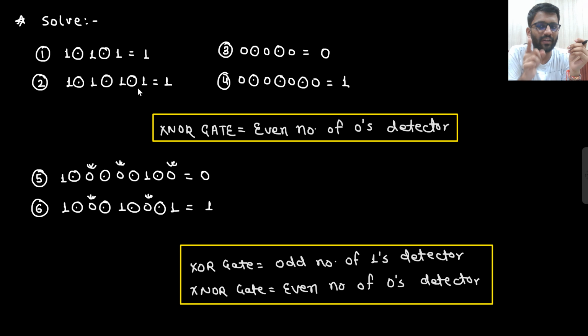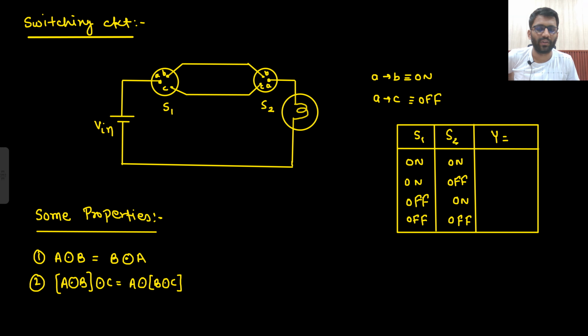So 1 XOR 1 XOR 1 XOR 1. I know I will get answer 0, but I need to take the bar, so 0 bar will be 1. This is how I will be solving in the examination. I will replace XNOR with XOR, but if an even number of inputs are there, I will take the bar. If an odd number of inputs are there, I will not change my answer. You can do this in your examination.